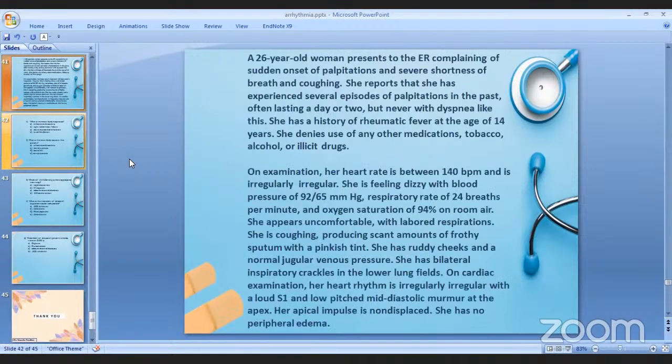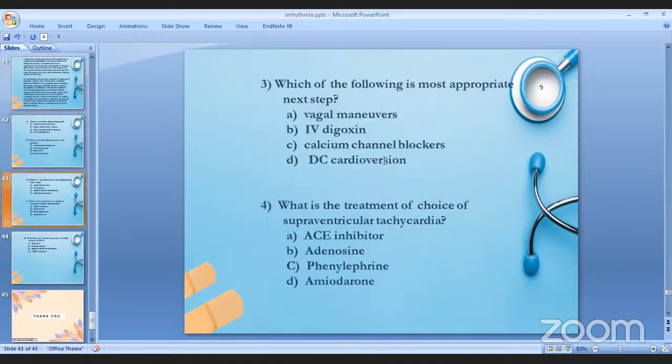So in this case, is the patient hemodynamically stable? He's not, right? He's feeling dizzy. His blood pressure is falling. He's having labored respirations as well. Left-sided heart failure is already there. So we are going to have to do DC cardioversion, right?